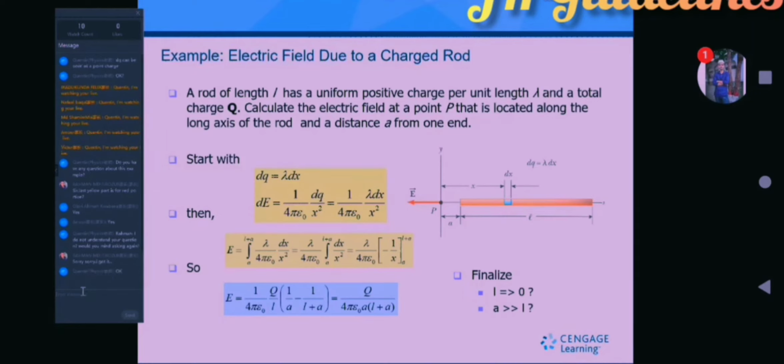Okay. So, now we can discuss this result. We can discuss or finalize this result. What if the L approaches 0? What if the L is very small?